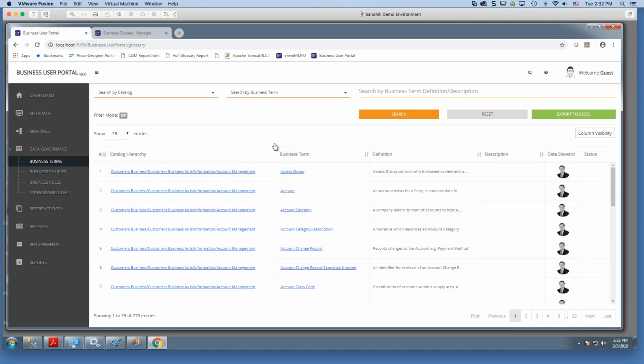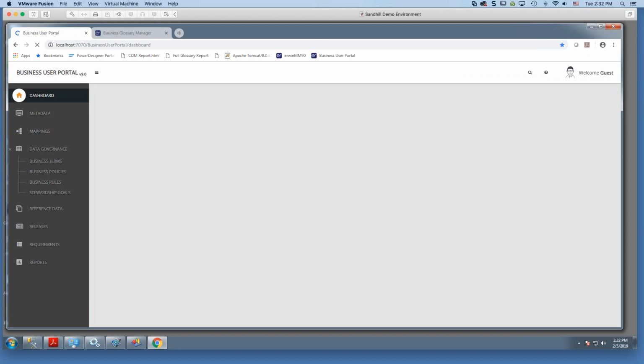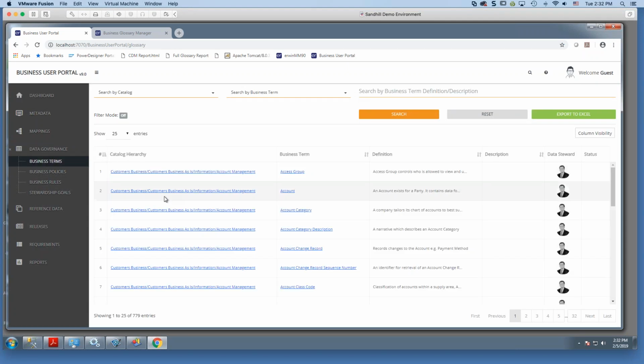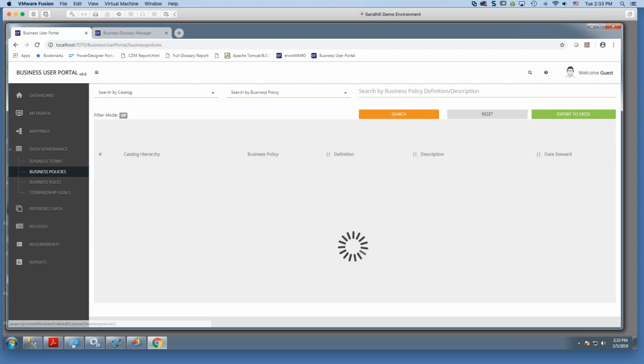One thing that I do want to do, because I inadvertently skipped it, is the business user portal, which I talked about earlier. Now, the business user portal contains a lot of the same stuff that I just showed you in the previous modules, except this is a non-edit interface. Essentially it's read-only and allows anybody to go shopping for whatever they're looking for. If we look at this dashboard, I can see that under data governance I've got business terms, policies, rules. If I click on the terms area here, there's a catalog of terms, catalog of policies, catalog of rules.